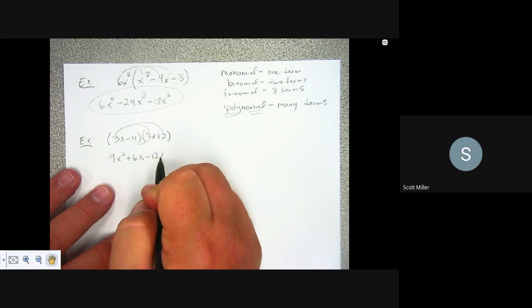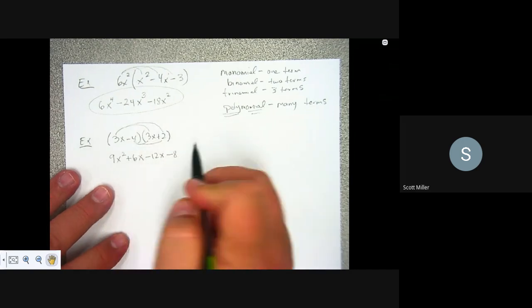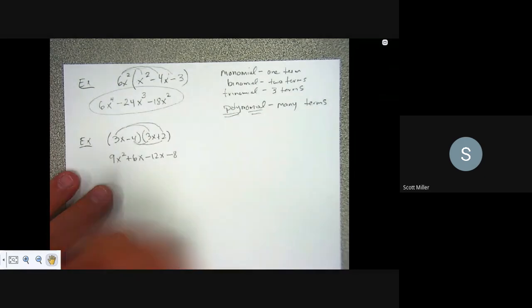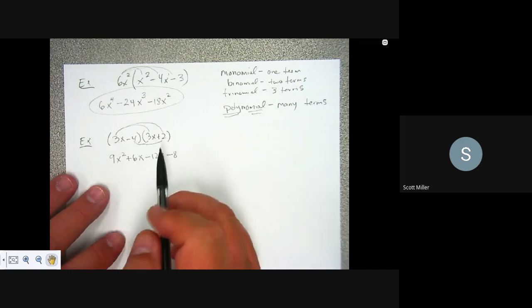Negative 12x, and then negative 4 times 2 is negative 8. So I've completed the multiplication. Now there's no more parentheses. Looking at these terms, can I find anything that can be combined together? Are there any like terms?